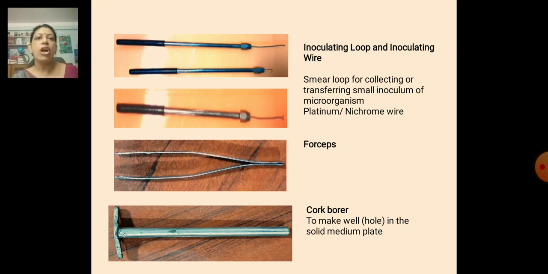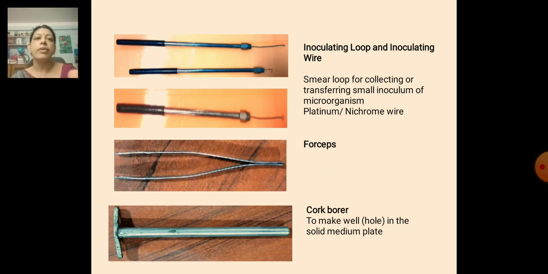Now, when we talk about sterility, it is always necessary that any transfer of material in the microbiology lab should be done with the help of forceps. Without forceps, if we touch it, there are chances that it gets contaminated.